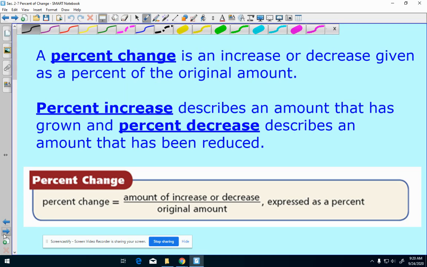Now, down at the bottom of that screen, you see there that it says, how do I find a percentage of change? And I have to do that by identifying the amount of increase or decrease. So that's where we're going to start. The amount of what we'll call change. How much does it increase or how much does it decrease? And we're going to divide that by the original amount.